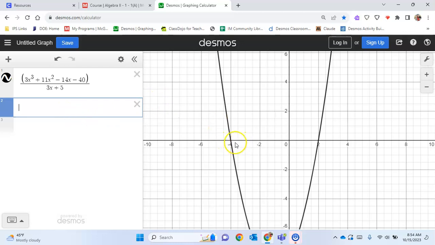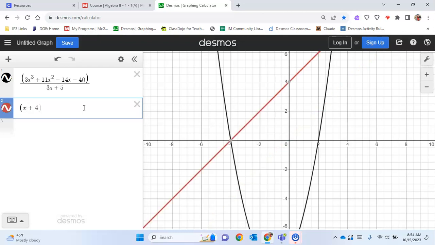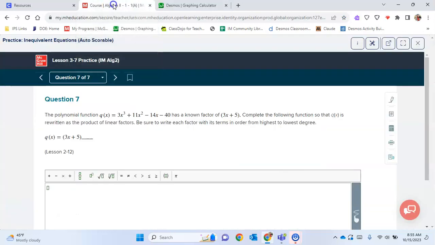It has roots at -4 and 2, so the other factors are x plus 4, and you can see it goes through the -4, and x minus 2. And you see I get the same parabola. I'm going to type that in, x minus 2 times x plus 4.